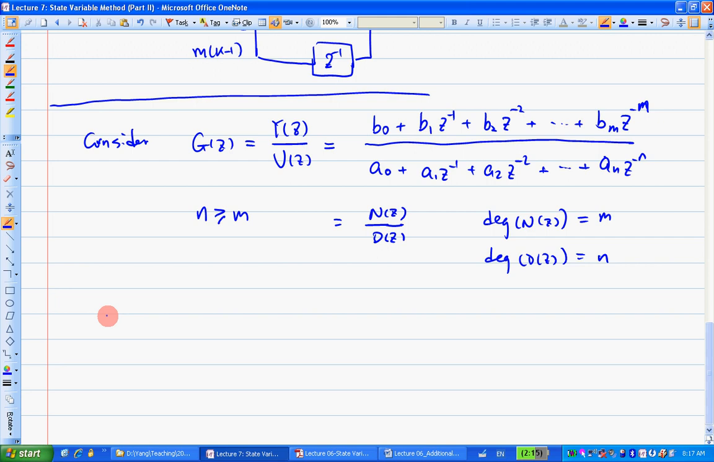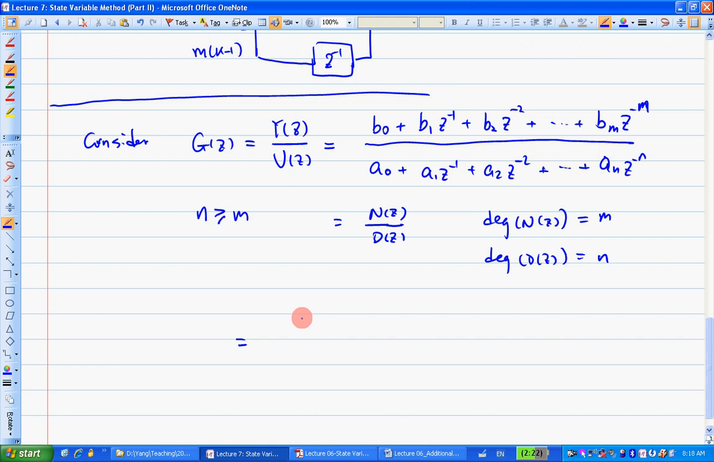Now what I'm going to do is use a simple example to illustrate this. But if you feel a little bit strange about this format, you can always write this back to the traditional, old format. So you multiply this denominator and numerator with z to the power of n.